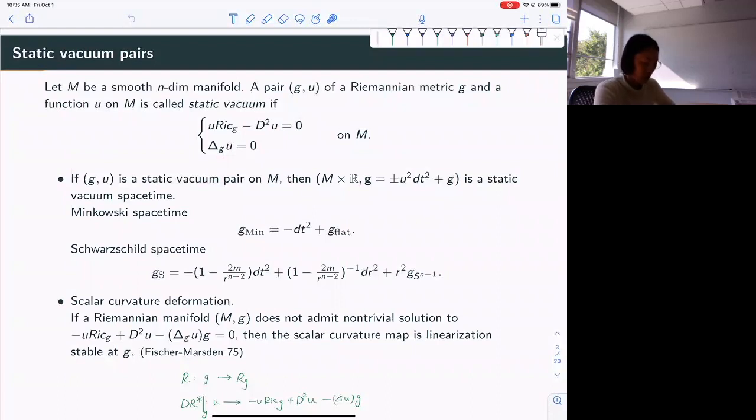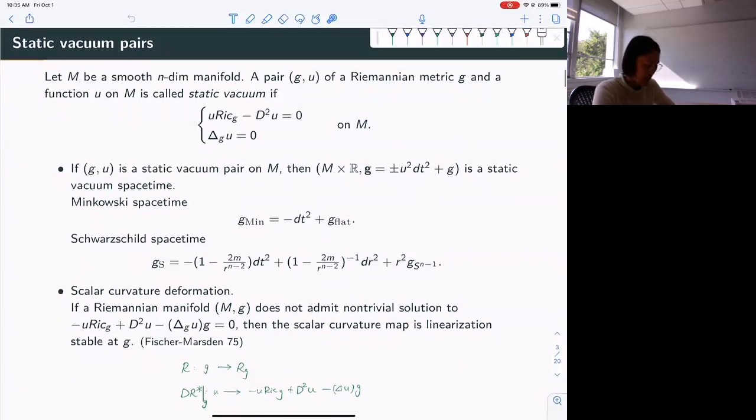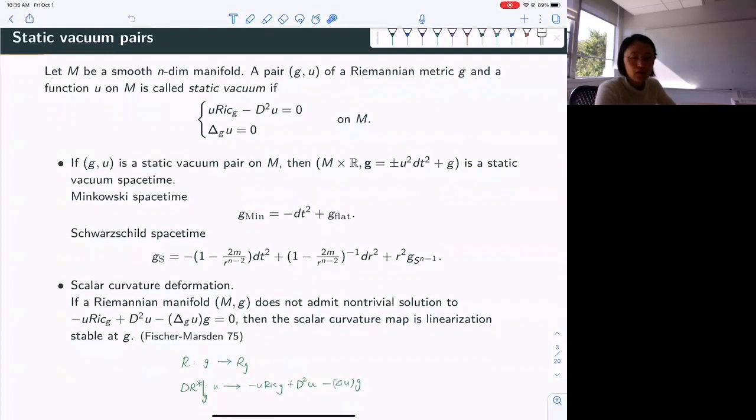Static vacuum pairs are very interesting and important in general relativity. One aspect is that if we have a static vacuum pair (g, u) on the Riemannian manifold M, then we can construct a space-time, M cross R, and equip it with this product metric. And this space-time will be a static vacuum space-time. It's static in the sense that the space-time metric is invariant under time translation, and there is no shift vector everywhere. And it's vacuum in the sense that this space-time metric satisfies the vacuum Einstein equations.